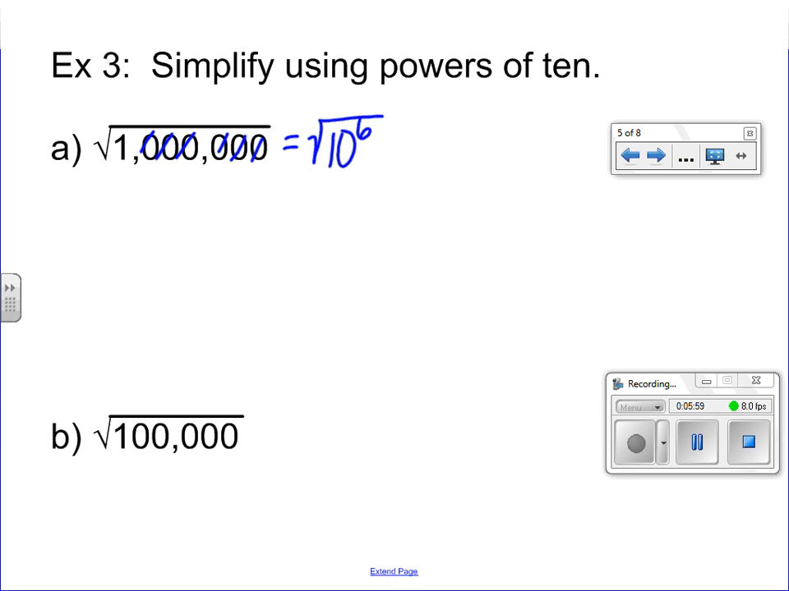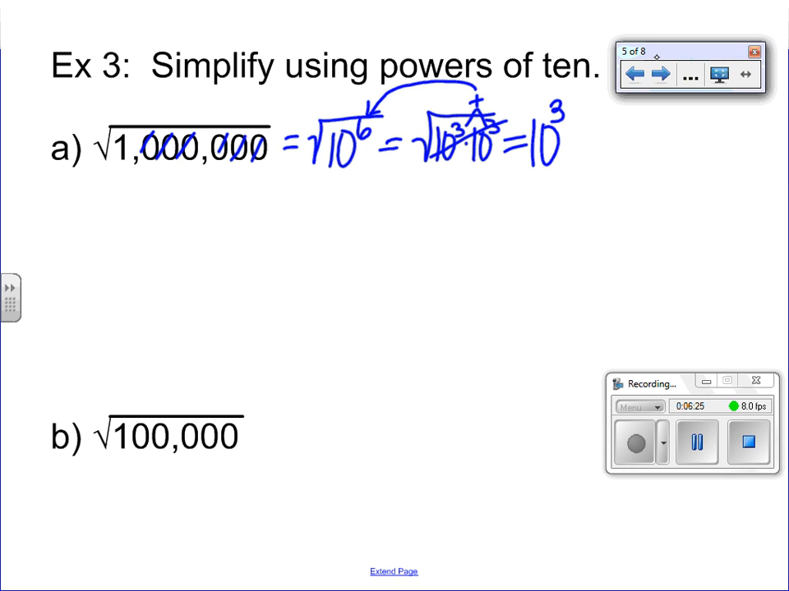Okay, you can do several things here. You can just punch this into your calculator, or you can split this up and know that this would be the same as saying radical 10 to the third times 10 to the third, because we know when we're multiplying by the same base, we add the exponents, so it gets us that 6. And because I have 10 to the third times 10 to the third, I can take those out, which gives me just 10 to the third, which is the same as 1,000.